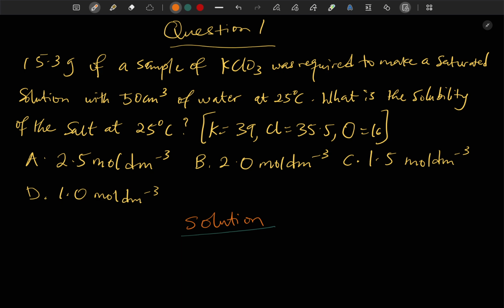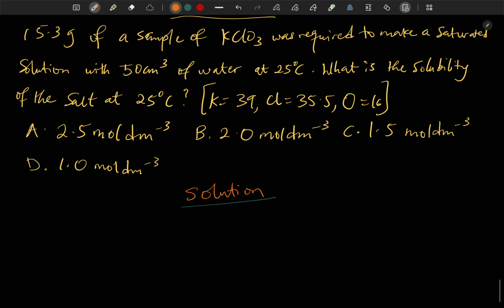So let's solve this question. 15.3 grams of a sample of potassium trioxochlorate(V) was required to make a saturated solution with 50 cm³ of water at 25 degrees Celsius. What is the solubility of the salt at 25 degrees Celsius?